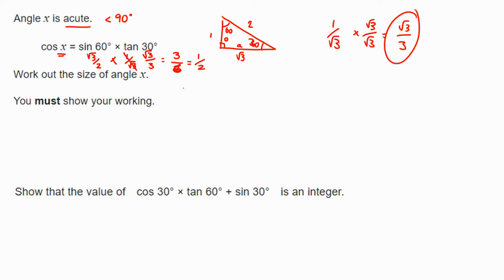So we have the value now of cos x. cos x is equal to a half. Remember, x is the size of the angle, and I need to report that. So where is x? 1 over 2.